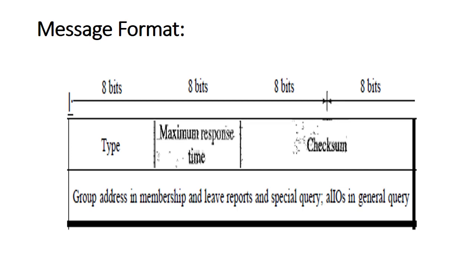There will be two types of packets: general query and special query. In the case of a general query, the value in the field will be all 0s. In the case of a special query, it denotes the group ID. The membership ID is denoted by the group address, and it also provides information regarding the leave report and the membership information on a special query. These are all the message formats in the case of the IGMP protocol.